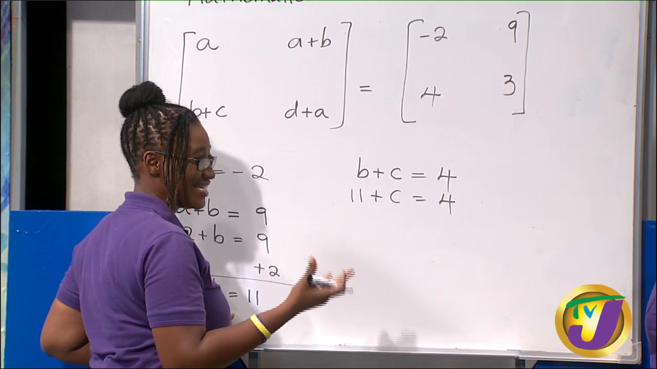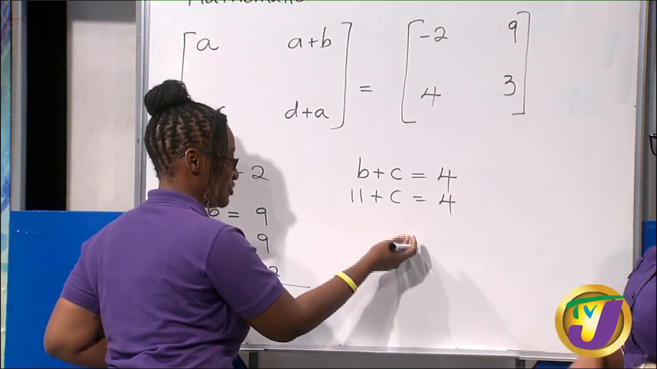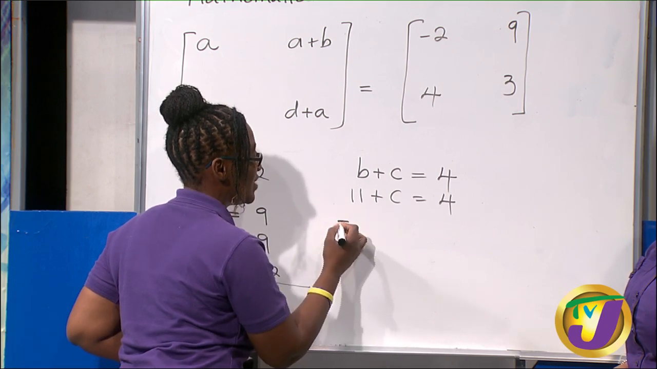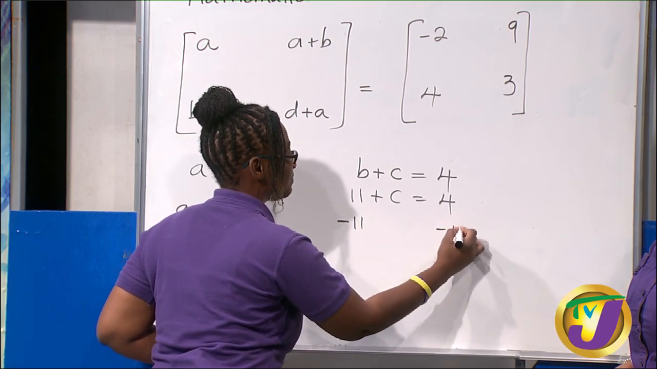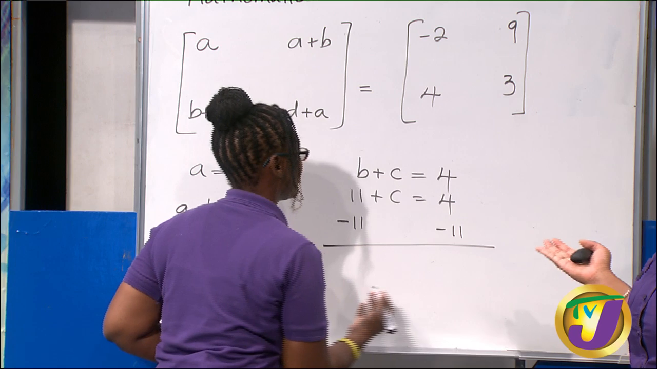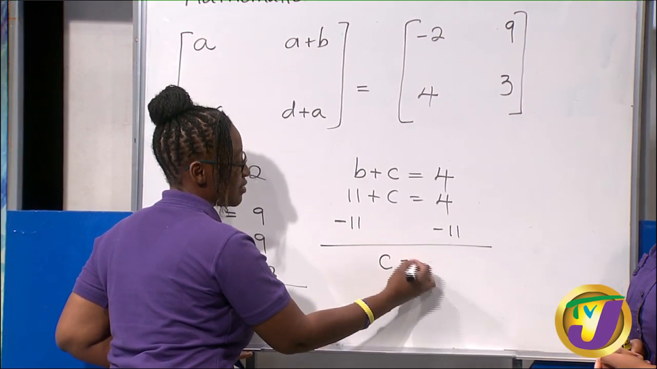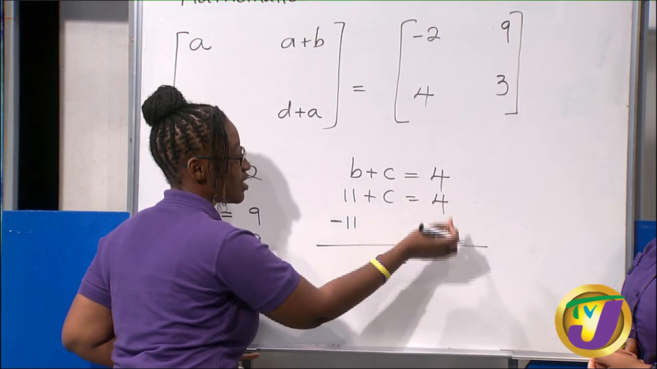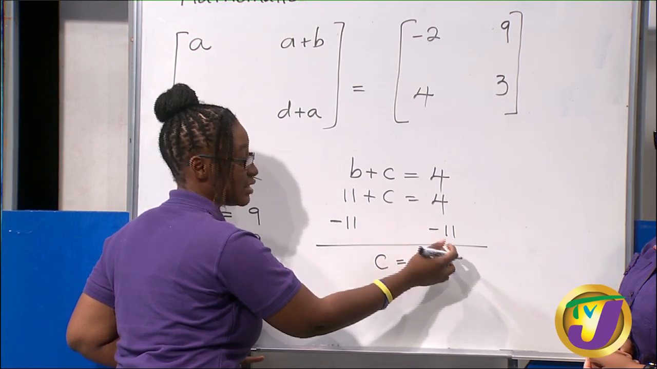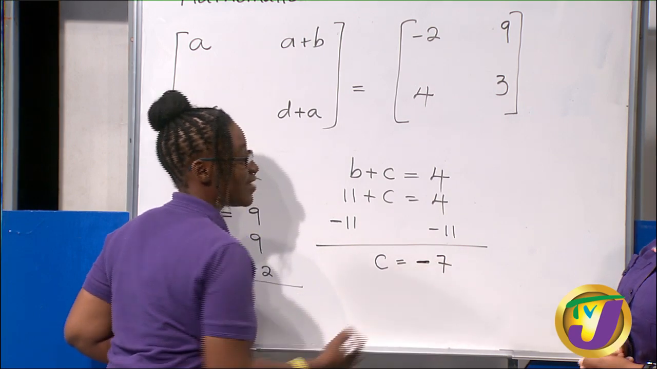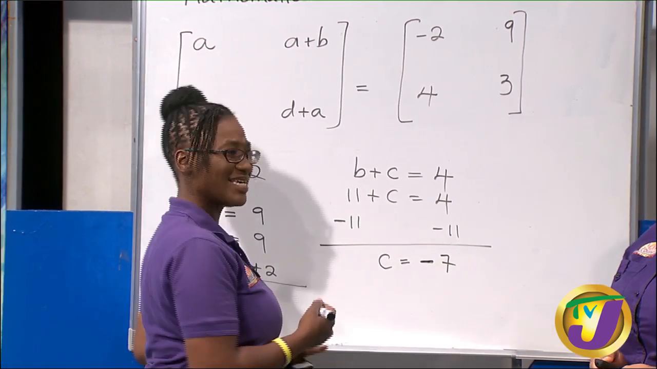So we're now doing the inverse operation to make C the subject of the equation. I am going to be taking away 11 from both sides, because we want it to balance. So now I have C being equal to 4 take away 11, which will give me -7. Easy peasy, don't it?